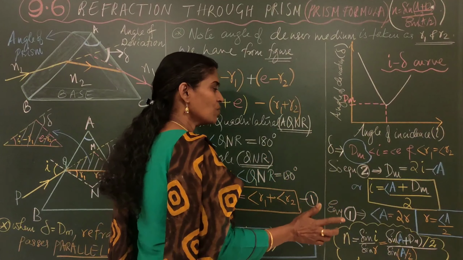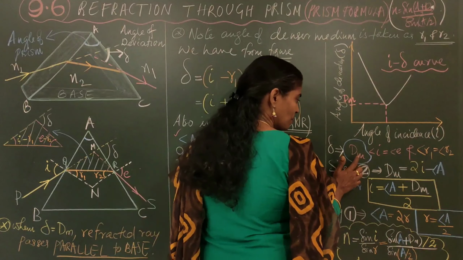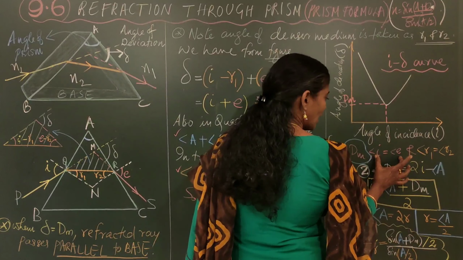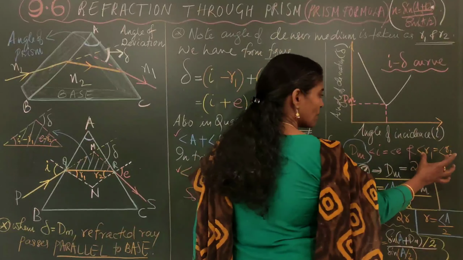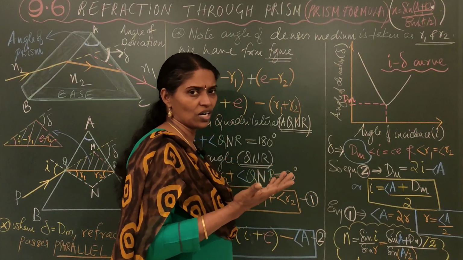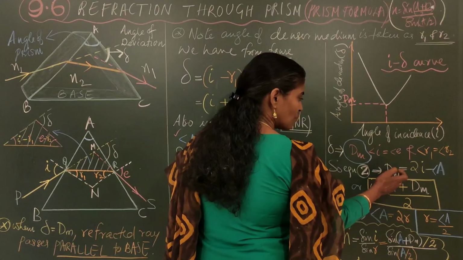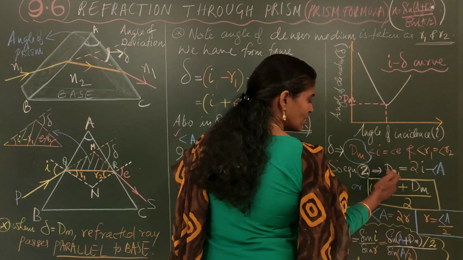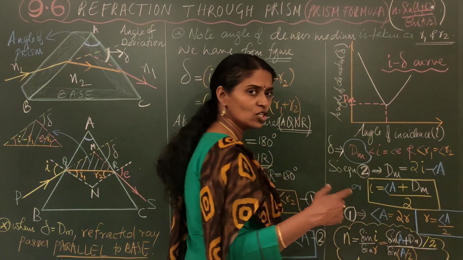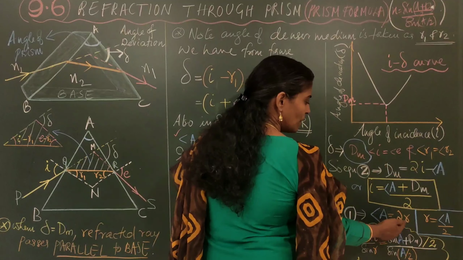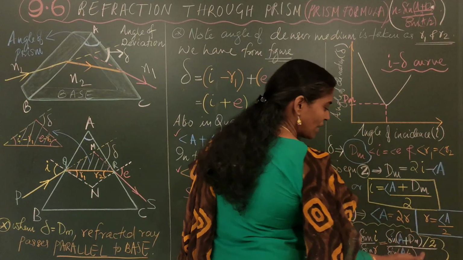And I told you, at Dm, when delta has the value Dm, this is the point at which angle I equals angle E, and at the same time angle R1 equals angle R2. Both are the same. Therefore, substituting, what will you get? Take A to this side: Dm plus A will be 2I. So I is A plus Dm by 2. Similarly, R will be the same, so A will be 2R. So R is A by 2.